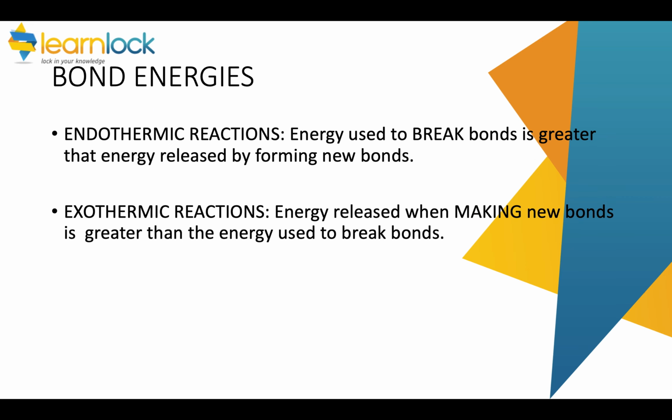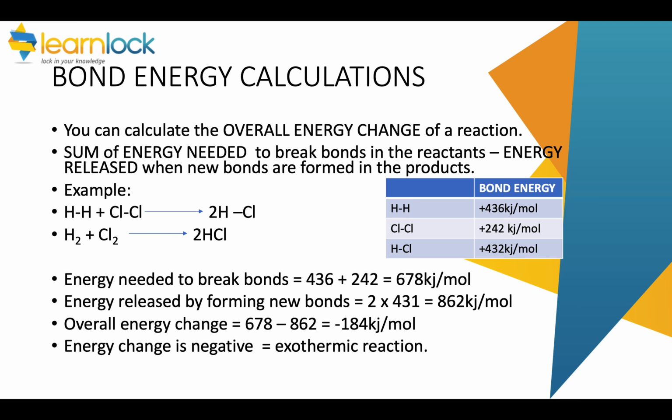In terms of bond energies, in endothermic reactions, the energy used to break bonds is bigger than the energy released by forming new bonds. In exothermic reactions, the energy released when making new bonds is bigger than the energy used to break bonds. You can also use energy calculations to figure out the overall energy change of a reaction.